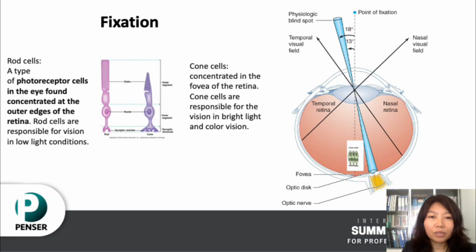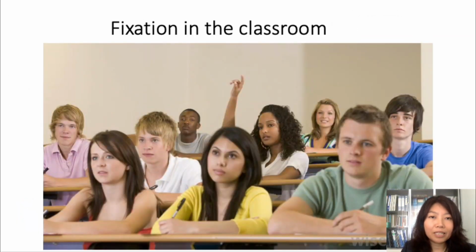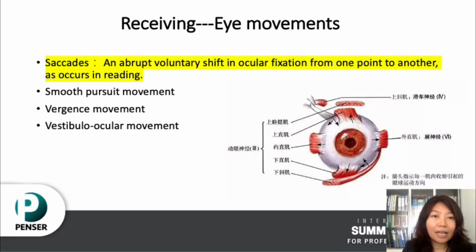So if we want to see something clearly, something in detail, we are going to use this area to get the visual information, and this is why we have fixation, because it is such a small area. And this is what is happening in the classroom, so you can see that the students are paying attention to the topic of the class.